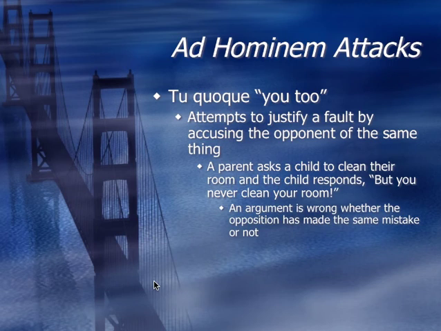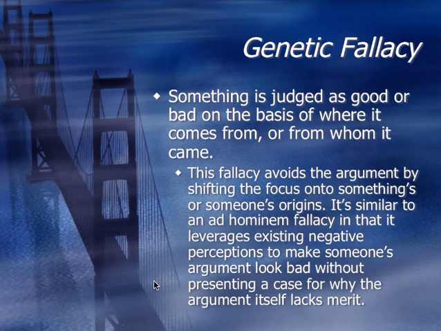All right, the next fallacy we have is the genetic fallacy. The genetic fallacy is, we see this very frequently, unfortunately, in politics. Something is judged as good or bad on the basis of where it comes from or from whom it came. And what it does is it avoids the argument by shifting the focus onto something's or someone's origins. It's similar to ad hominem in that it leverages existing negative perceptions to make someone's argument look bad without presenting a case for why the argument itself lacks merit.